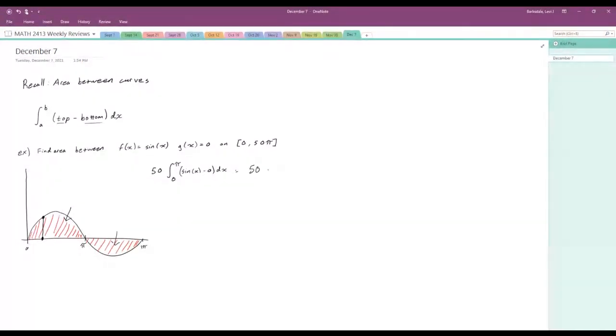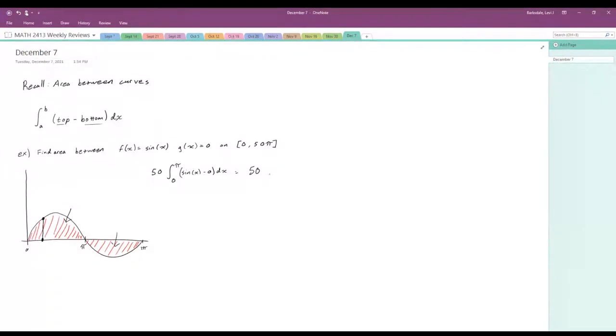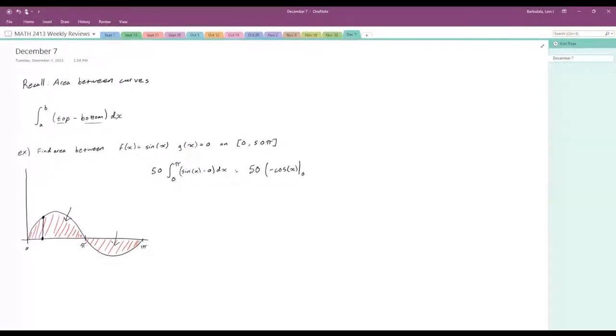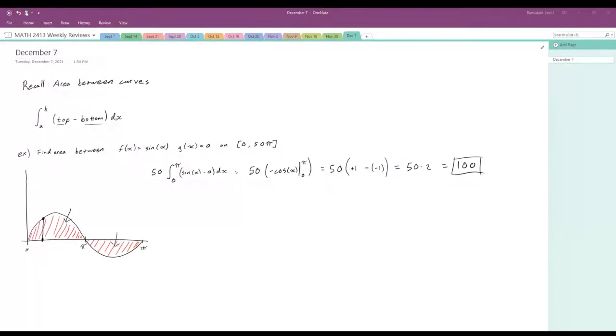Yep. So this gives us 50 times the integral of sine, which is negative cosine, again from 0 to pi, which gets us 50 times... the cosine of pi is negative 1, so negative of negative 1 is positive 1. And here we have minus the cosine of 0, which is positive 1, it's negative, so negative 1. 1 minus negative 1 is, of course, 2, so we have 50 times 2, which gives us an even 100. That makes sense?